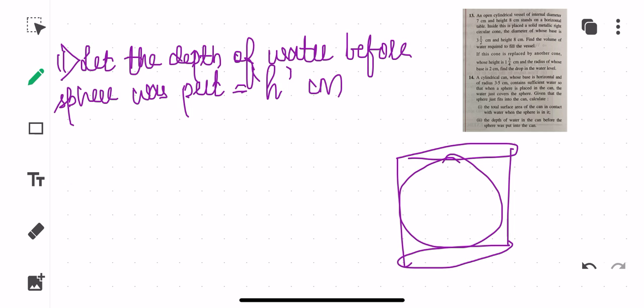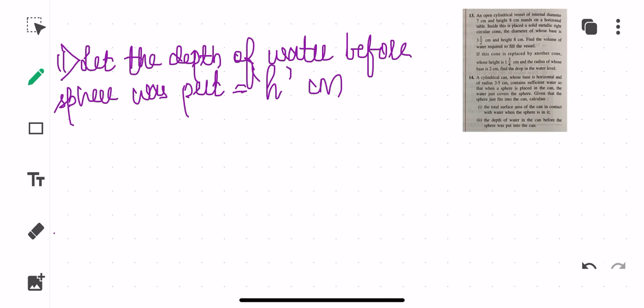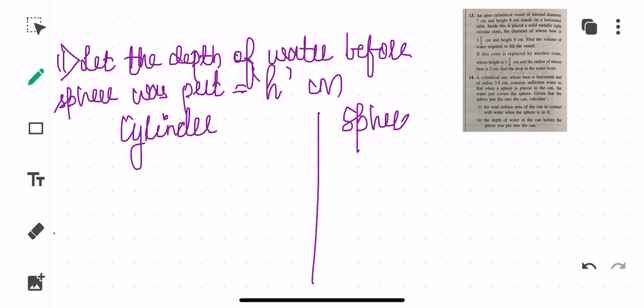Okay, so now what we'll be writing, just a second, students. I'll be making it like this. This is for the cylinder and this is for the sphere. So for the cylinder, what is the radius given, children? Radius is given as 7/2 and height is given as 7. Okay, and then you will be finding out the volume. So volume is equal to pi into r square into h.